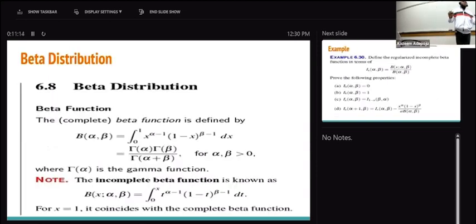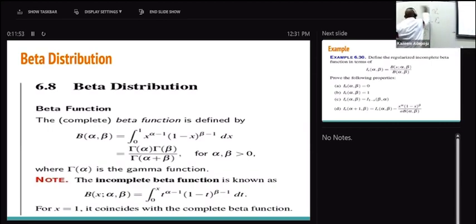Now, on the next slide, I want to focus on the beta distribution. I started on Monday. The beta distribution is the most versatile distribution in statistical analysis because of its flexibility. The beta distribution is a distribution that we use to model proportions, percentages, if a random variable lies between 0 and 1. What do I mean? Greater than 0, but less than 1.